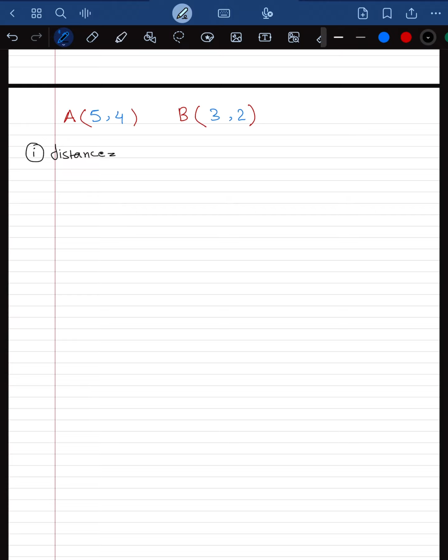So we know that distance is the square root of (x2 minus x1) squared plus (y2 minus y1) squared. Sometimes students get confused about what is meant by x1 and x2. This is quite simple. The first number represents x1, the second number represents y1; in the second point, this is x2, and this is y2. Now you just need to place the values in this formula.